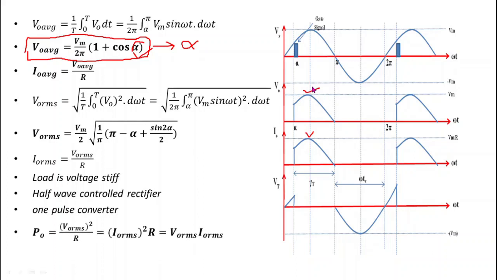Now output power P naught. As I already told you, in case of a voltage source load, output power is given by V naught RMS into I naught RMS, while in case of a current source load, output power is equal to V naught average into I naught average. But in case of voltage source, it is V naught RMS into I naught RMS.